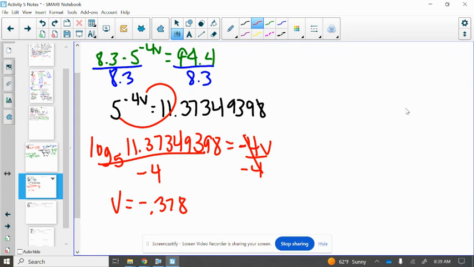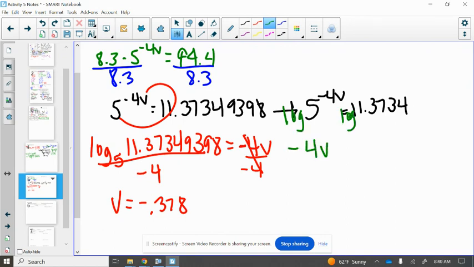Now, officially, what we could have also done is, at this point where we had 5 to the negative 4v equals the 11.37, and all that, we can go back to what we've been doing, right? Take the common log of both sides. Negative 4v would come out front. We have log 5 equals log of 11 point, again, all the decimal places.